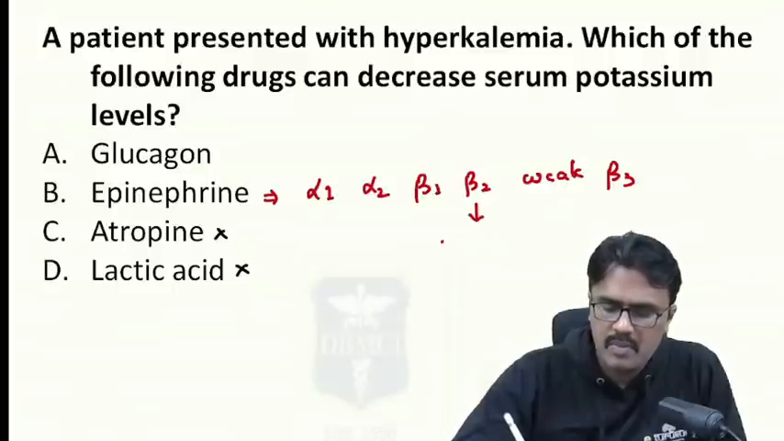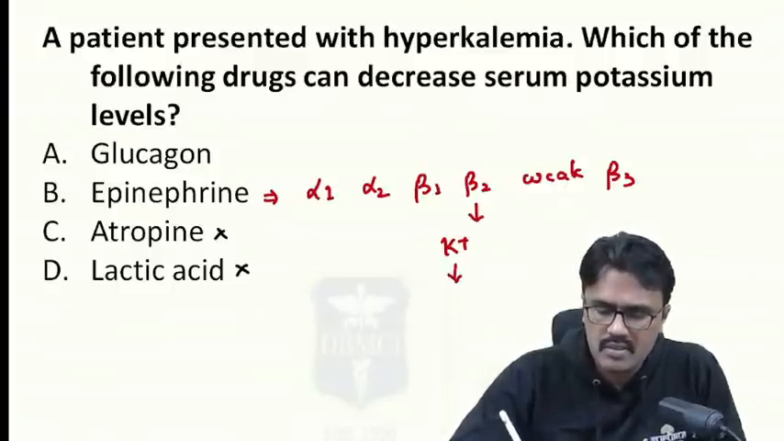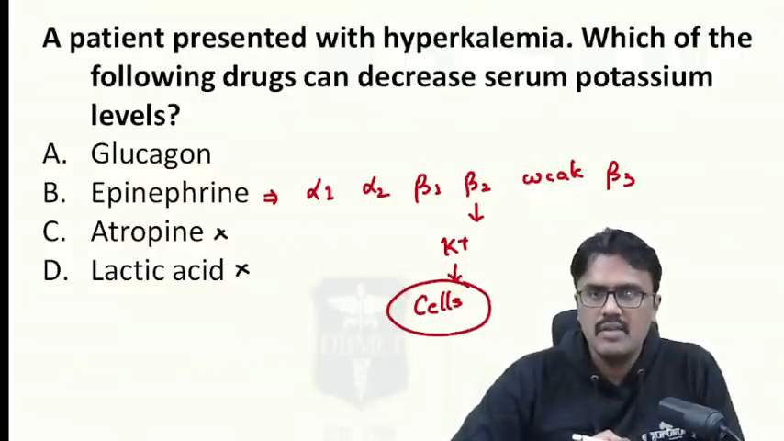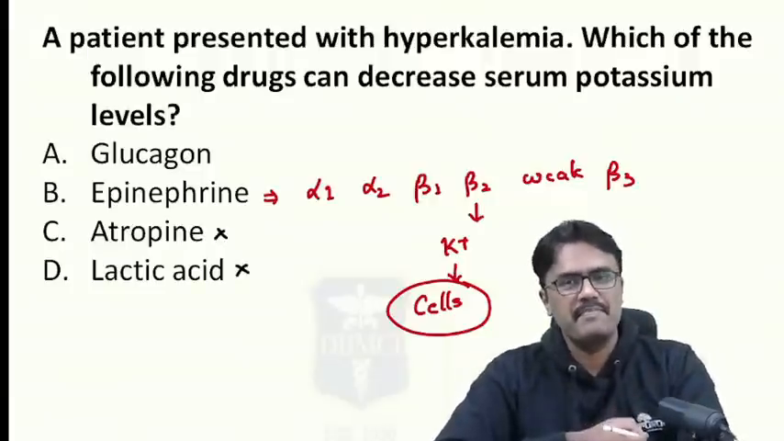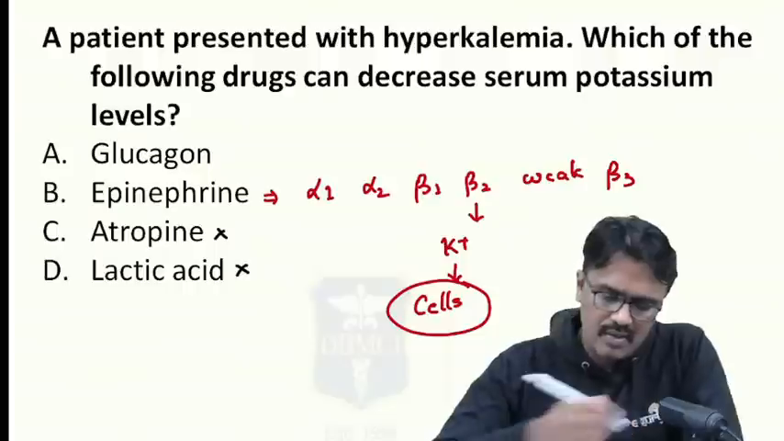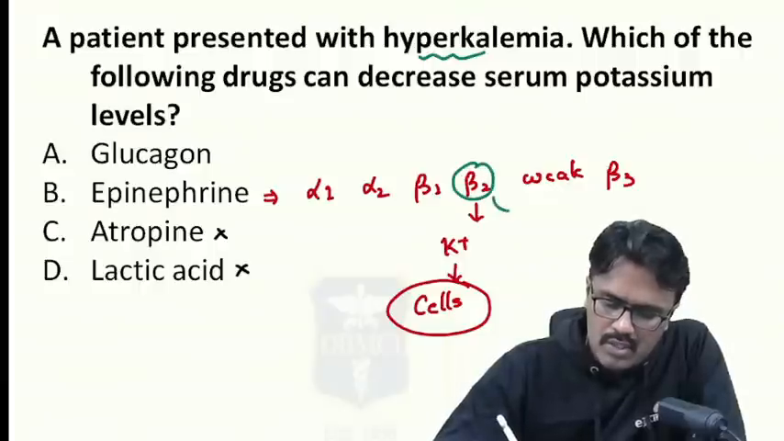So what is the role of beta 2? It is to shift the potassium from outside, that is from the blood vessel, into the cells. It will shift the potassium into the cell, so that can decrease the potassium. Which cells? Liver and skeletal muscles. That is the epinephrine. Now, what about the management of hyperkalemia? What we use is a beta-2 agonist, that is salbutamol, which can be used.